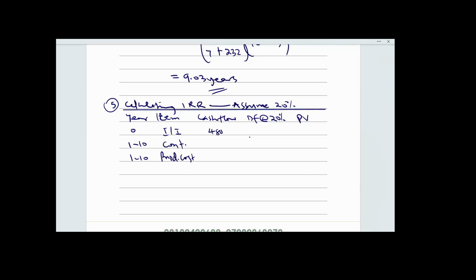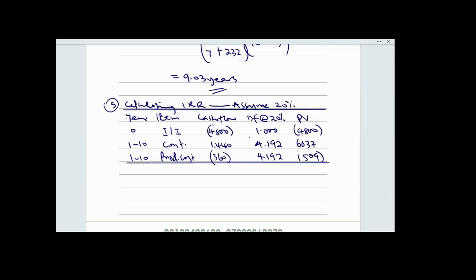Here is 4,800 negative, 1,440, then 360 negative. Somebody should give me an annuity factor of year 1 to 10 at 20%. 4.192. So multiply with the cash flow. For contribution, I have 6,037. For production cost, I have negative 1,509. Final answer.